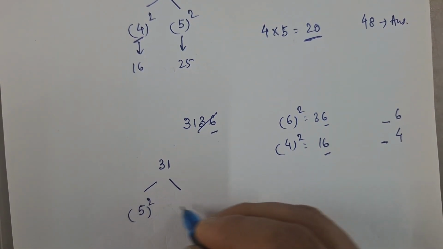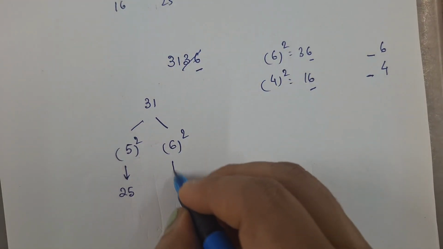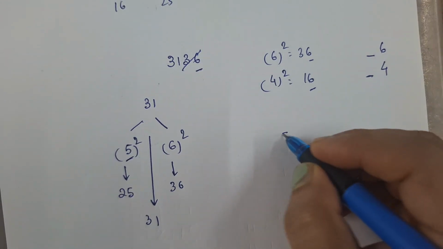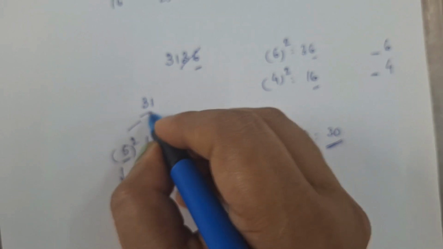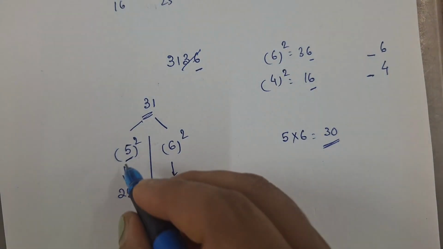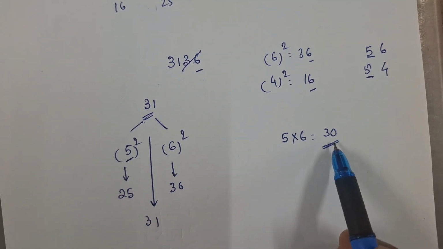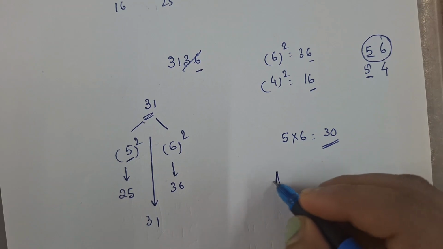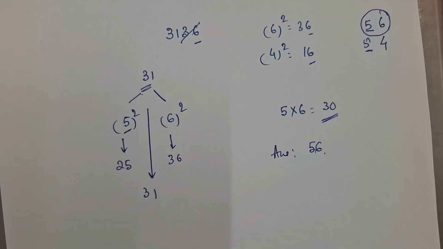Find out which two numbers' squares it lies between. 5 square and 6 square, because this is 25 and this is 36. 31 lies between these two. So we will take the lower number 5, multiply it with 1 more than 5, which is 30. Then we will compare 30 with 31. Which is greater? 31 is greater. So this could have been 56 or 54. Because 31 is greater than 30, we will take the bigger number, 56. So your answer is 56. This is how we will approach the square root of these perfect square numbers.